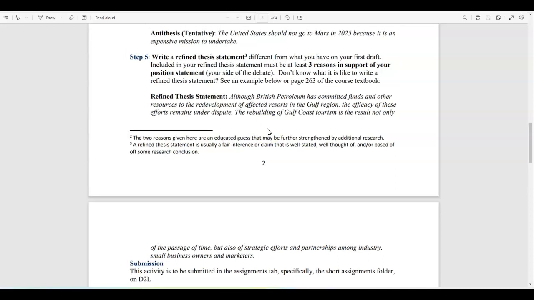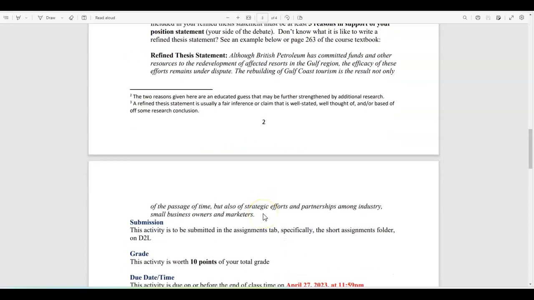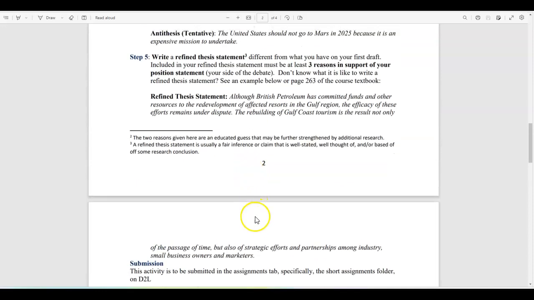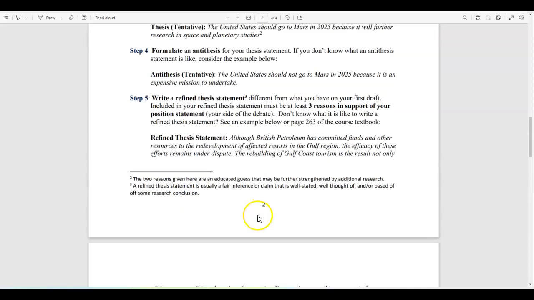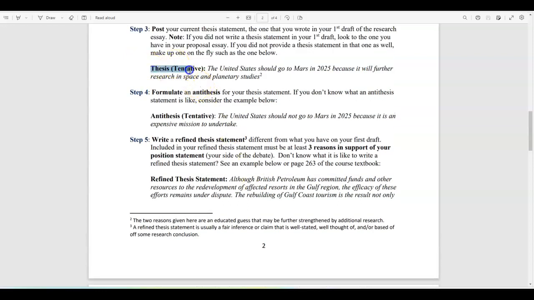So looking at this example here, we have a refined thesis statement. Although British Petroleum has committed funds and other resources to the development of affected resorts in the Gulf region, the efficacy of these efforts remains under dispute. The rebuilding of Gulf Coast tourism is the result not only of the passage of time, but also of strategic efforts and partnership among industry, small business owners, and marketers. So that's the example of a refined thesis statement. You can follow this pattern, but you shouldn't be confined to it. I just wanted to demonstrate to you one way you can write a refined thesis statement. And it's usually something more sophisticated and advanced than your tentative thesis, which is very basic and simple like we have here.